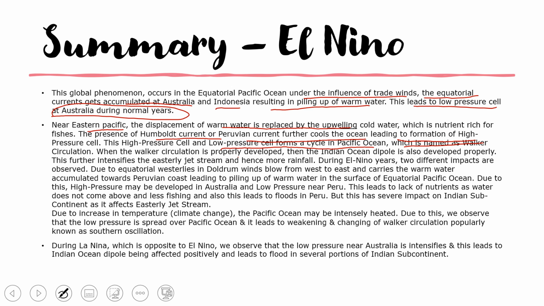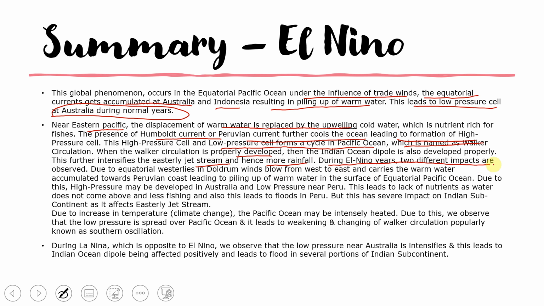When the Walker circulation is properly developed, then the Indian Ocean Dipole is also developed properly. In normal conditions, when the Walker circulation is properly developed, Australia will get low pressure, so the Indian Ocean dipole will also develop positively, that is heavy rainfall. This further intensifies the easterly jet stream and hence more rainfall.